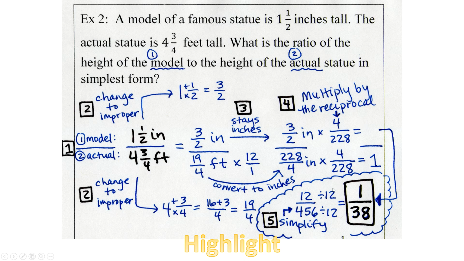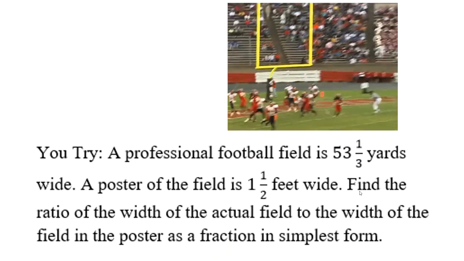So we have 3 times 4, which is 12, 2 times 228, which is 456, and then we have to simplify it. So highlight what you think needs to be highlighted. Okay, this is the you try.